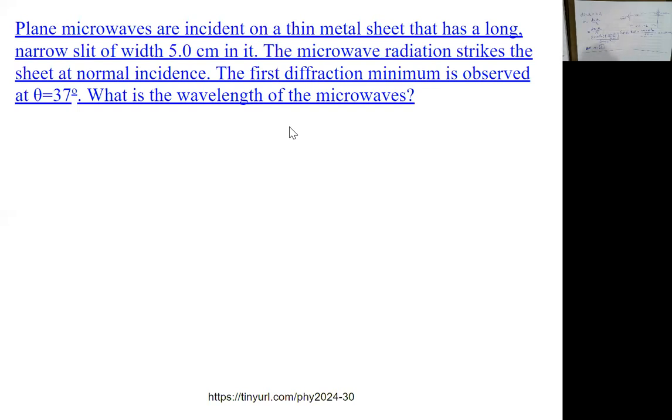So this one says microwaves are incident on a thin metal sheet that has a long narrow slit of width 5 centimeters in it. The microwave radiation strikes the sheet at normal incidence. The first diffraction minimum is observed at an angle equal to 37 degrees. So in this case, you don't necessarily be able to use the small angle approximation because your angle is 37. But let's take a look at this one here.